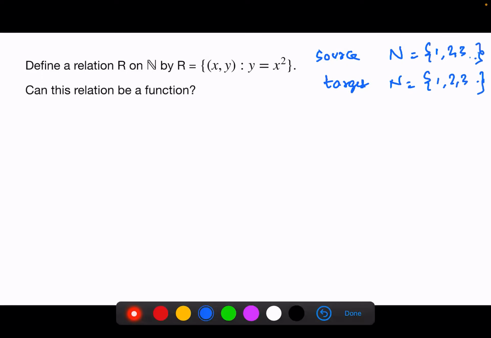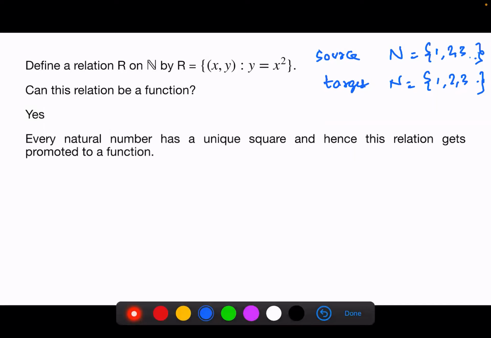Yes, sir, what do you think? Yes, sir, it can be a function since it has the same image. Very good. So it can be a function, because you take any natural number, you get a square which is perfectly in the same set. So the answer is yes. Every natural number has a unique square. Hence this relation gets promoted to a function. Very good.